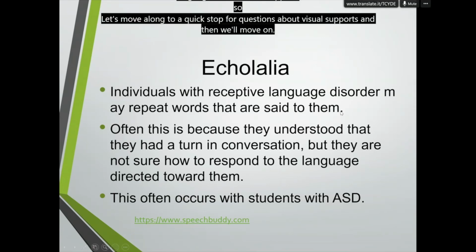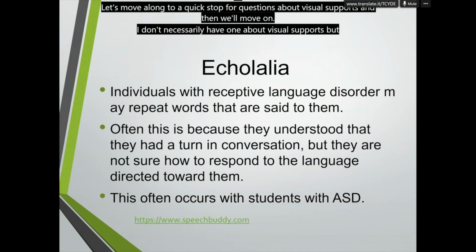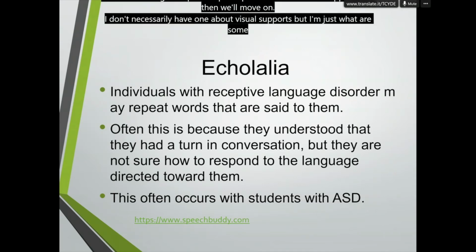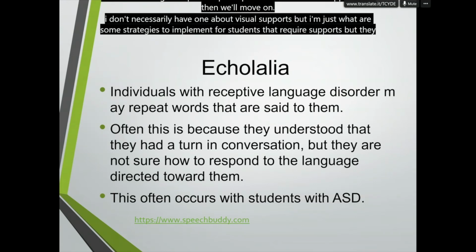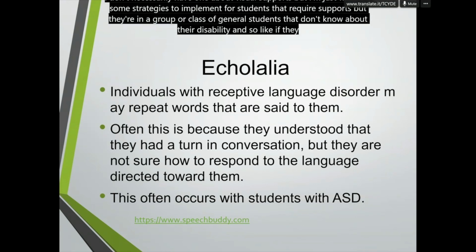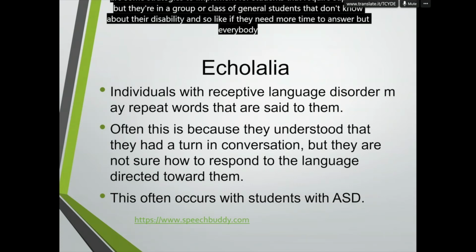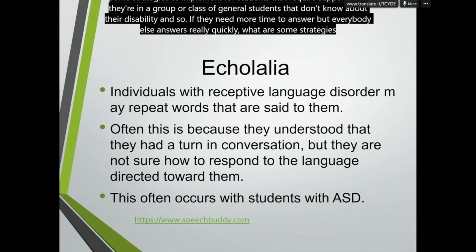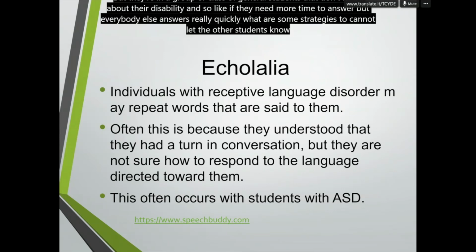I don't necessarily have one about visual supports, but what are some strategies to implement for students that require supports, but they are in a group or a class of general students that don't know about their disability? Like if they need more time to answer, but everybody else answers really quickly, what are some strategies to kind of let the other students know without breaking confidentiality and those kinds of things?